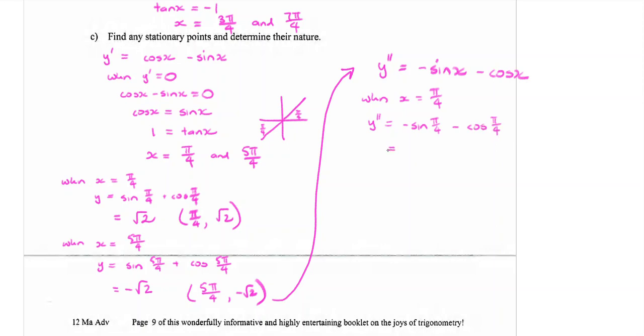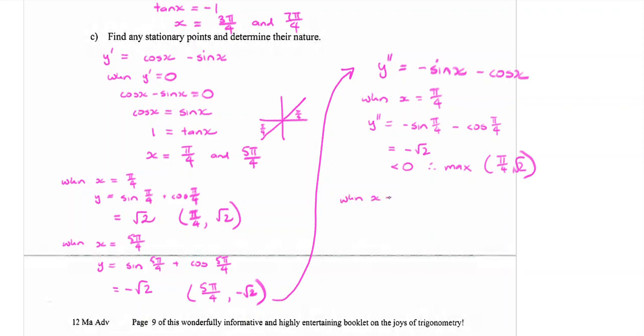When you type all that in, you get negative root 2. The number itself is not important. The minus sign is what gives it away. Because that is less than 0, that means that is a maximum at pi over 4 comma root 2. Now I have to do that again for the other one.